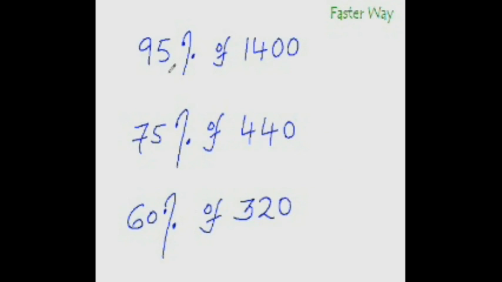Now, you find out the percentages of these numbers. So, 95% of 1400. 95% is nothing but 100% minus 5%, and 100% of 1400 would be 1400, the number itself. So 10% is 140, so 5% is half of that, that is 70. So 1400 minus 70 is 1330. That's your first answer. Now look at the second one.